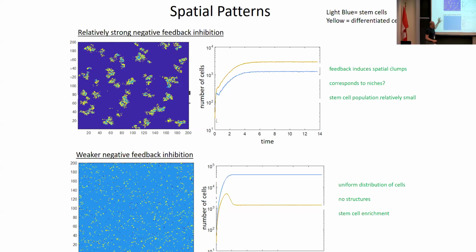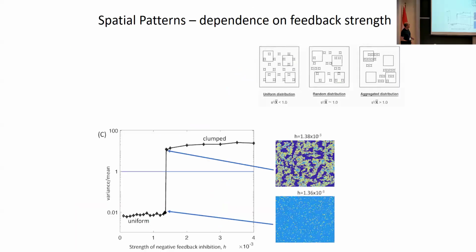So it appears that while this negative feedback in the spatial model does not maintain homeostasis as such, it does influence the properties of the system. Strong feedback leads to spatial structures that lead to a biologically reasonable proportion of stem cells and differentiated cells. And if you have weak negative feedback, then this breaks down, and you've got stem cell enrichment, which corresponds to a pathological state. And this is an interesting observation.